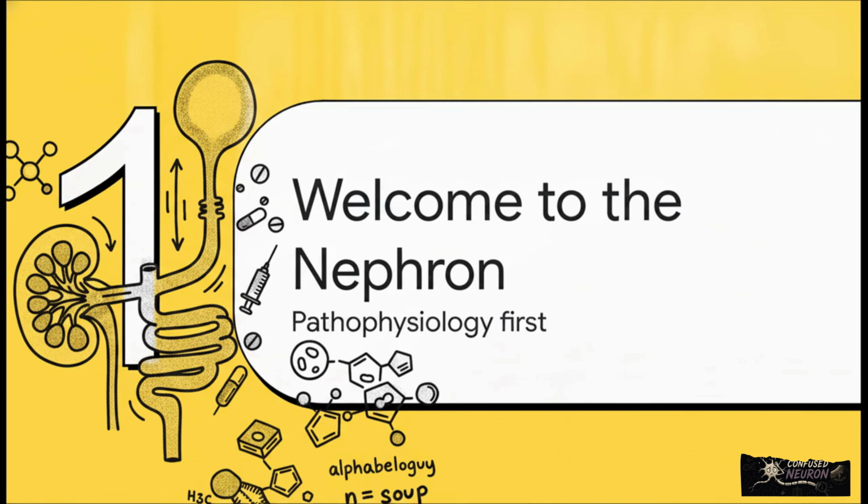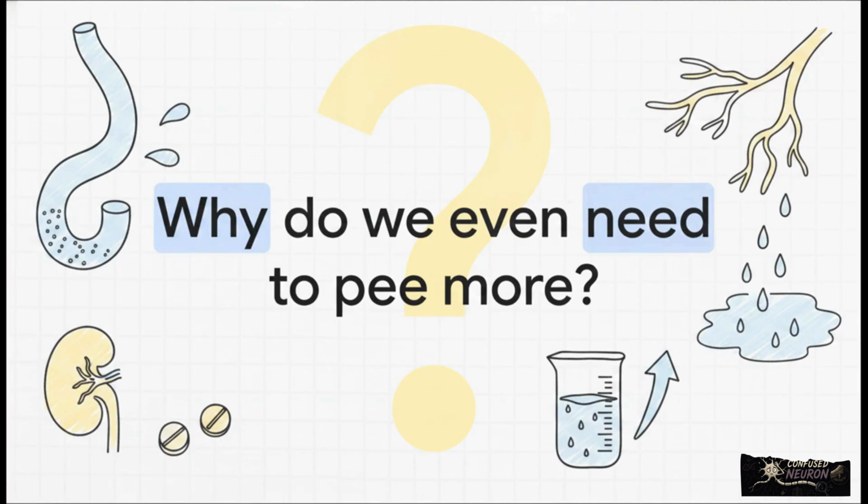Let's talk pathophysiology first. Before we turn pharmacology into a giant bowl of alphabet soup, we have to ask a really basic question. Why do we even need to pee more? Diuretics increase urine volume, sure, but we don't just hand them out for fun. We use them to physically manipulate the body's entire fluid status.